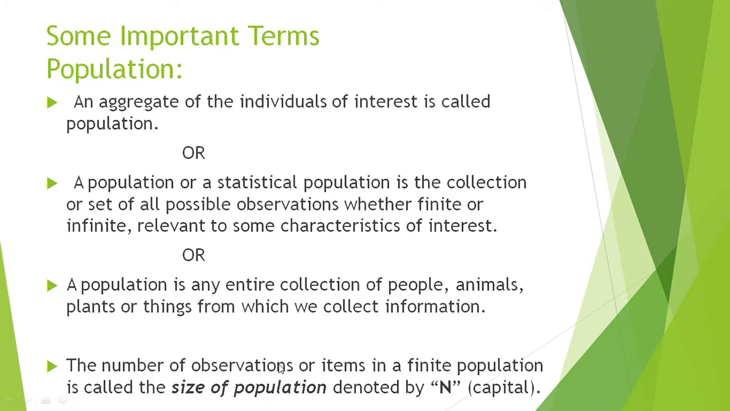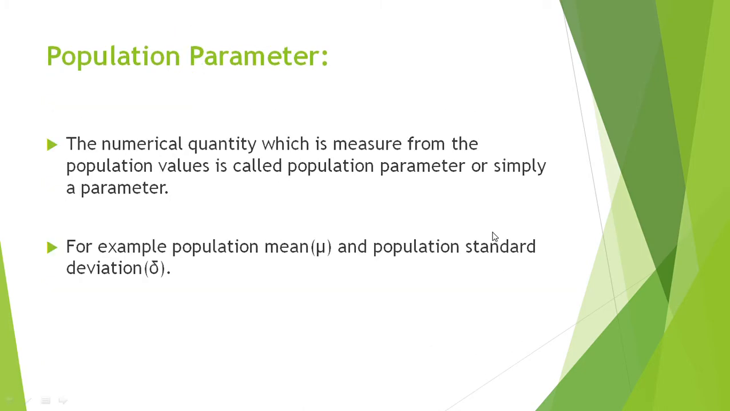The number of observations or items in a finite population is called the size of the population, and it will always be represented by the capital N. So whenever this capital N comes, you should know that this is the size of the population.